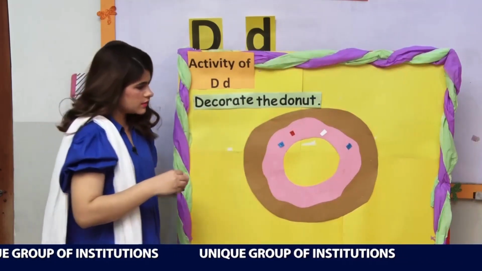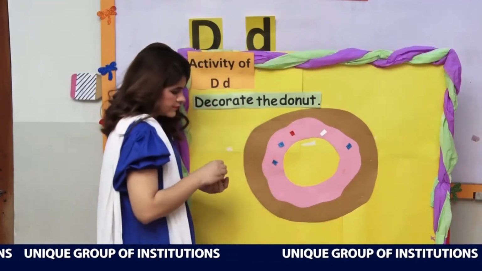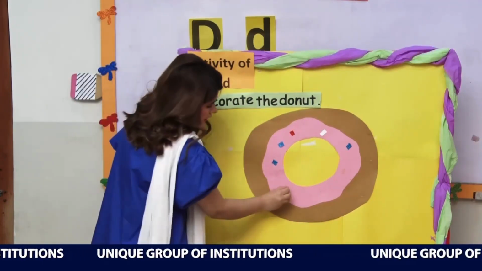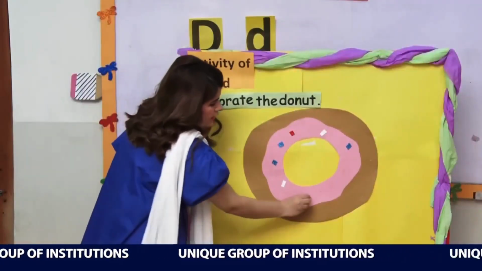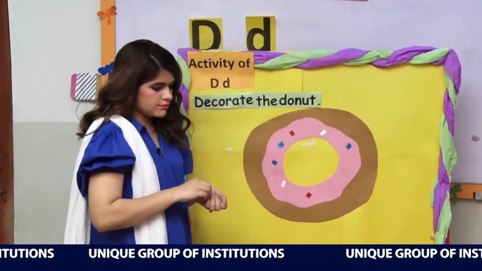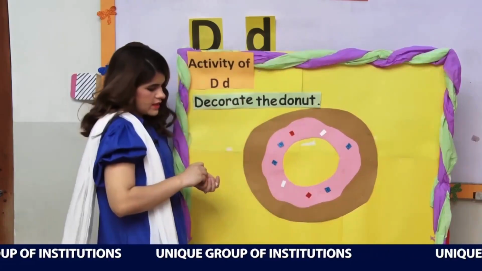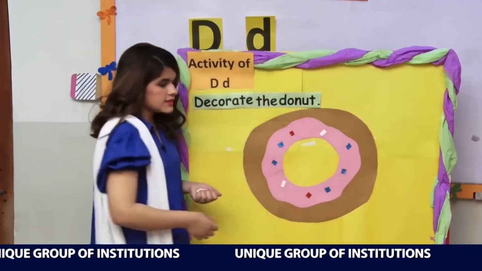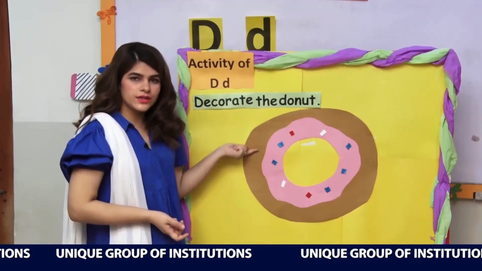Then another chunk and it is going to be here. Does it look nice now? Yes, we are decorating the donut and I'm pasting it here. I have so many chunks in my hand and we are going to make this donut beautiful. Pasting it here and then another chunk. Yay, this looks so beautiful and we have decorated the donut.